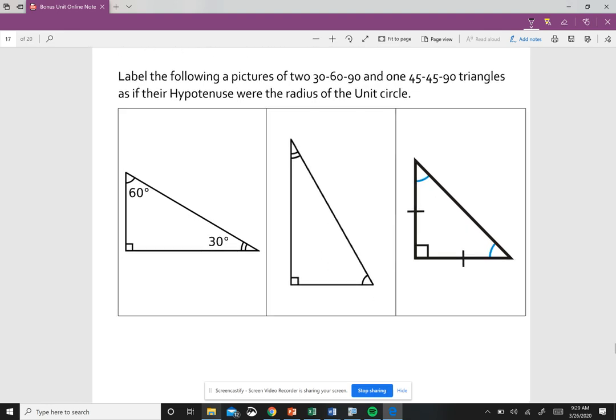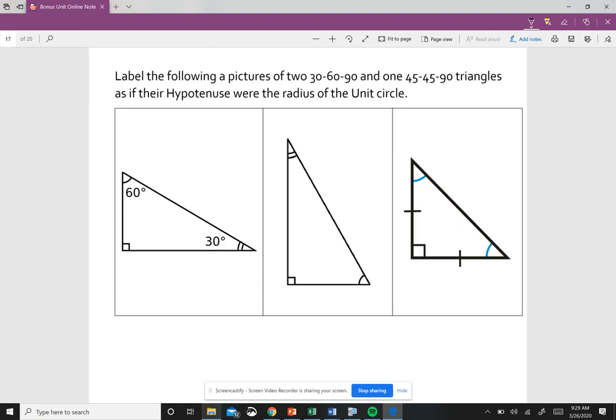Okay? So we're going to label these pictures as though they're on the unit circle. So I'm going to label the hypotenuse as 1. This is, again, the 60. This is the 30. I just had to turn it so it was like this. And then this is a 45, 45, 90, and this is the hypotenuse, so it's 1. So now if you guys want to give it a try, go for it. If not, then follow along with me.